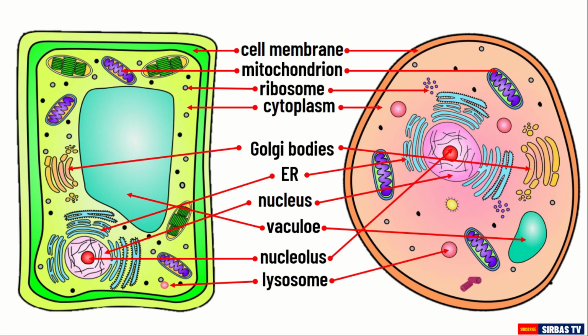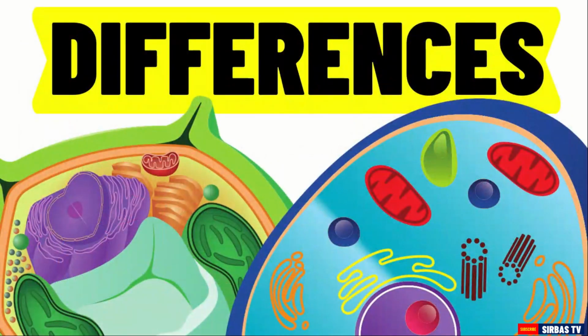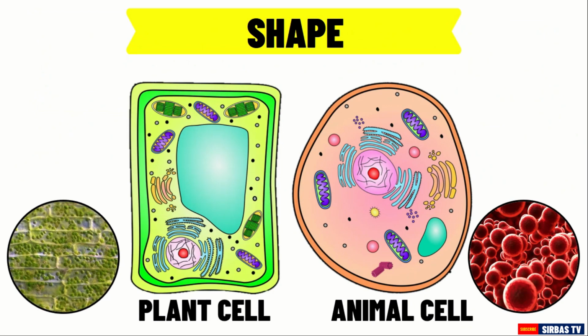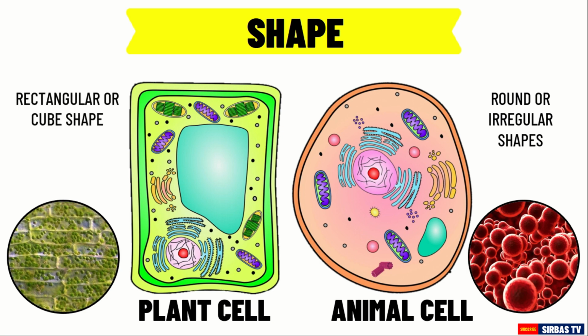Let us now talk about their differences, starting with their shapes. Observe the pictures of animal and plant cell. What do you think is the difference between them? Correct! Animal cells come in various shapes and tend to have round or irregular shapes. On the other hand, plant cells are more similar in size and are typically rectangular or cube shaped.